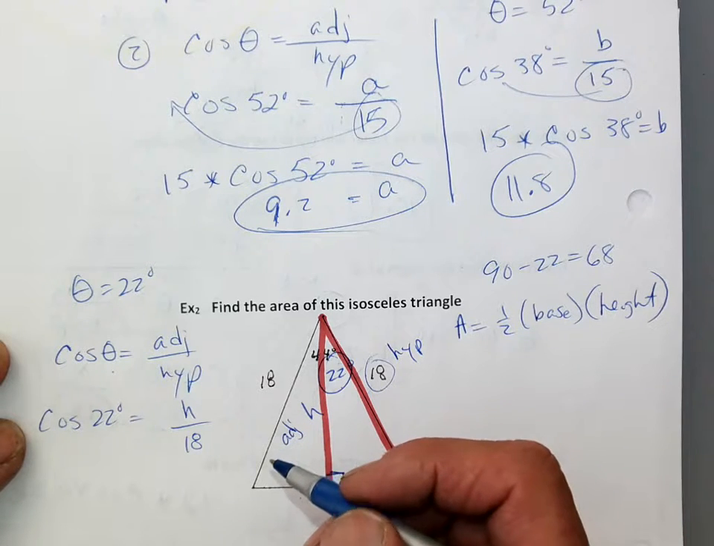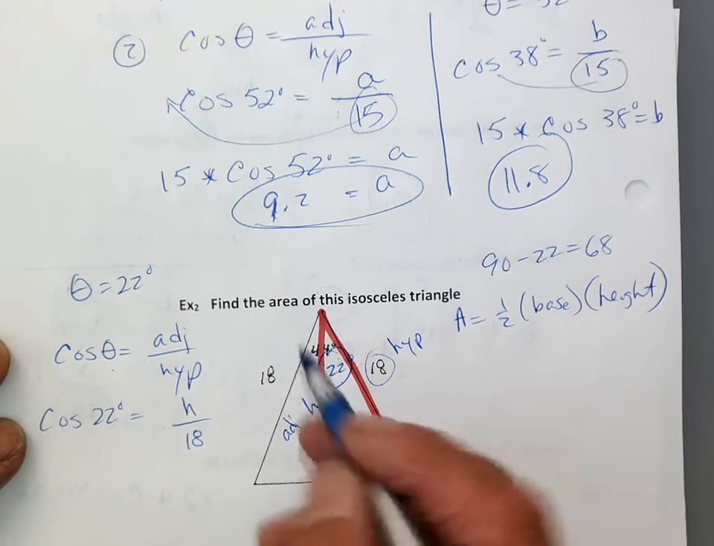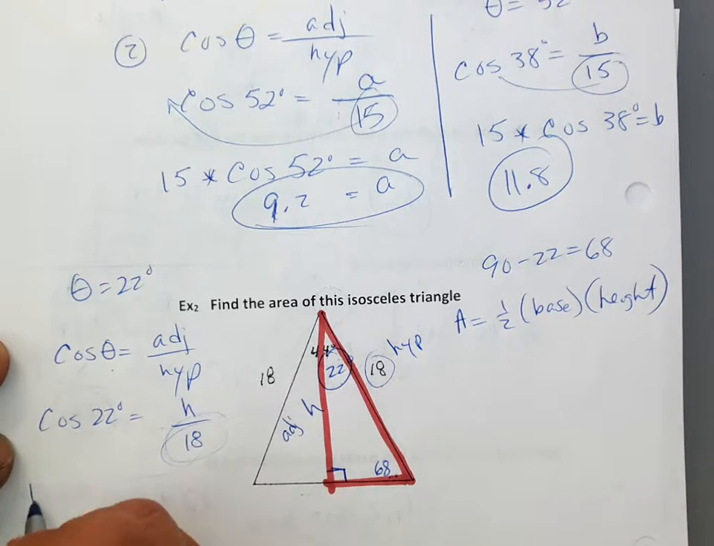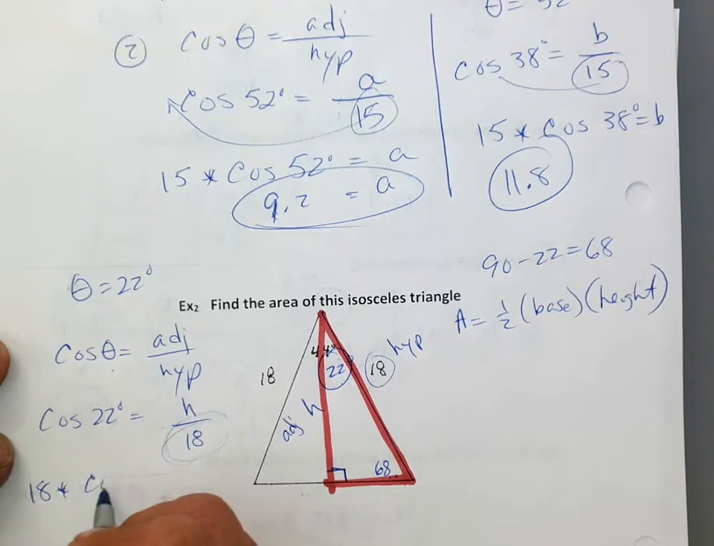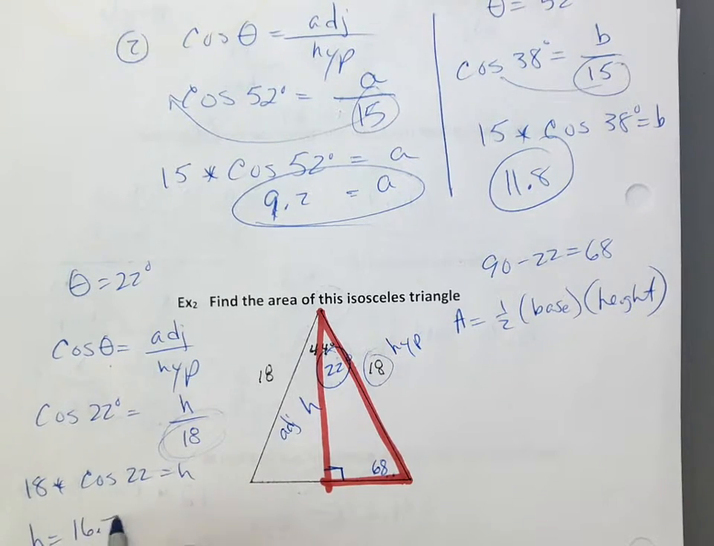How do I solve? Let's multiply the 18 up. 18 times the cosine of 22 equals h. You want to tell me what that answer is? 16.7, so the h is 16.7.